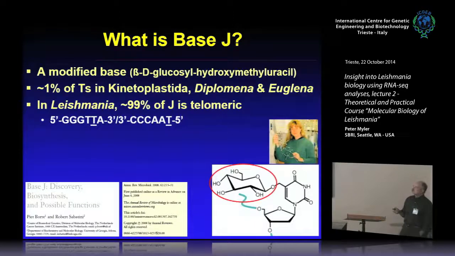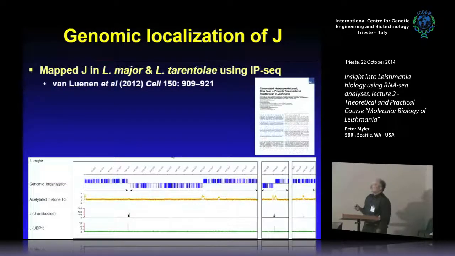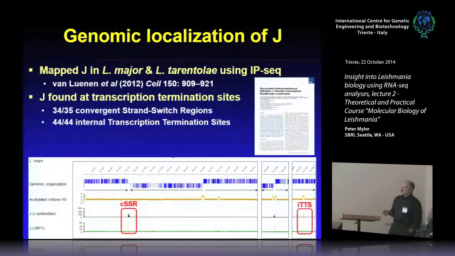In Leishmania, as in other organisms, most J is telomeric, and interestingly enough, only the second T of the telomeric hexamer sequence on this strand is turned into J, whereas the single T on the other strand is made into J. A couple of years ago, in collaboration with Pete's lab, we mapped where all of the J's are in the Leishmania genome, and they turned out to be found at convergent strand switch regions and at what we thought to be internal transcription termination sites.